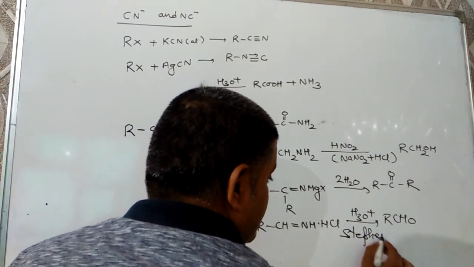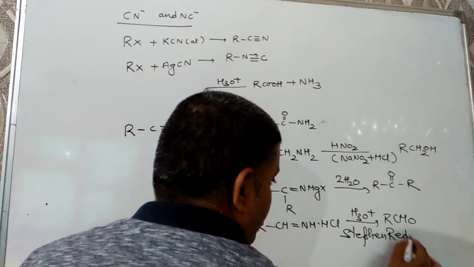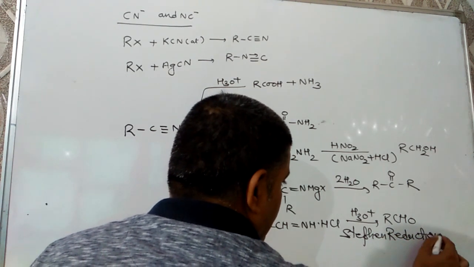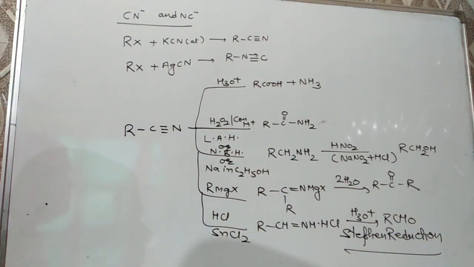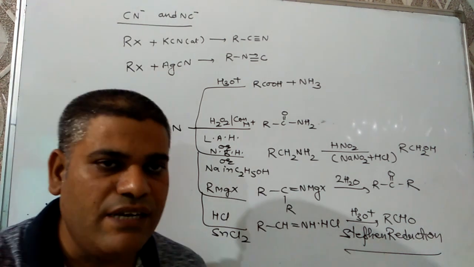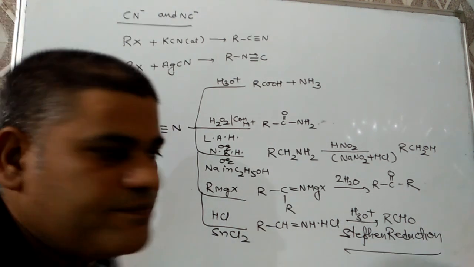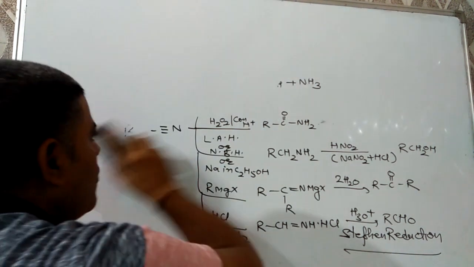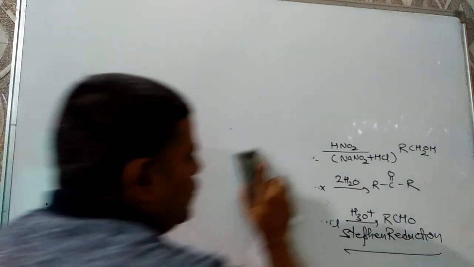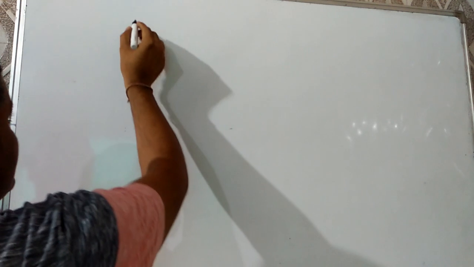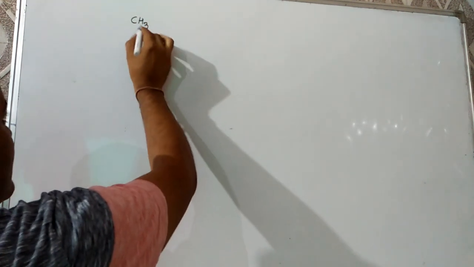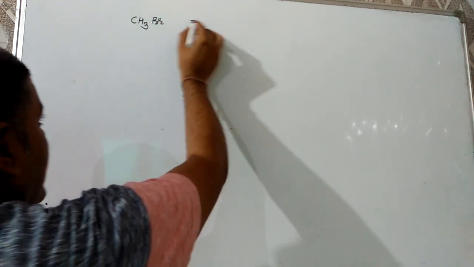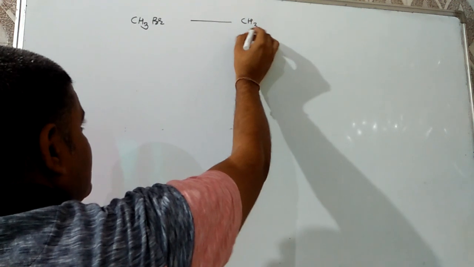There might be 6 conversions on this topic. Those are very important ones and generally asked in your board exams as well as competitive exams. The first conversion may be: convert bromomethane, CH3Br, into acetic acid.